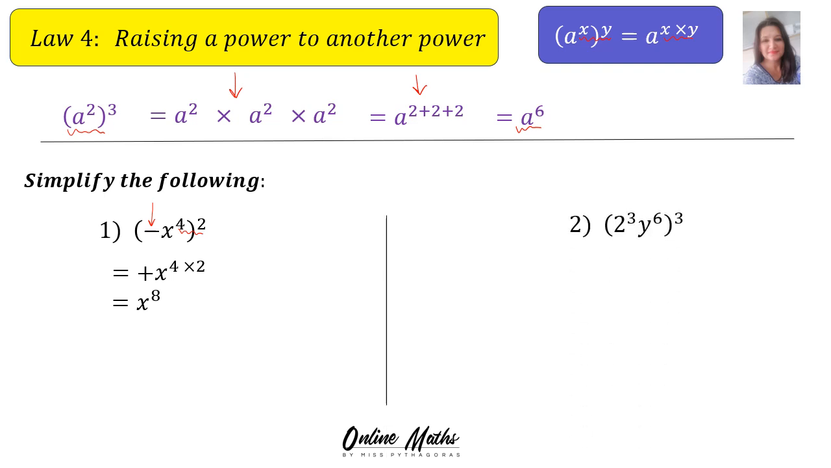Example 2. So on this one, even though there's a 2 to the 3, you deal with it in exactly the same way. So what you will do is you will raise the 3 and you will raise the 6. So that means you will say it becomes 2 to the 3 times 3 and y to the 6 times 3. So a bracket means multiplication and you will multiply all the exponents. Therefore, it becomes 2 to the 9 y to the 18.